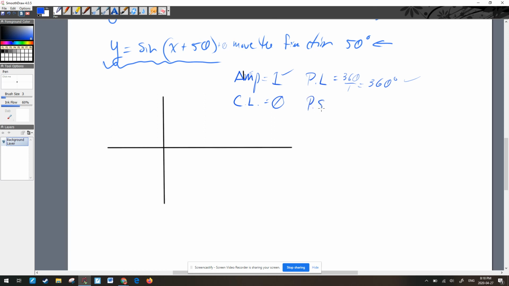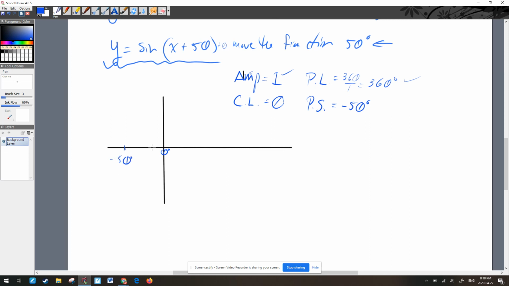Now, this is where it gets a little more interesting. The phase shift. The phase shift is how much we move left and right. Well, because this is plus 50, it's going to move it 50 to the left. So I'm going to say phase shift is negative 50 degrees. Okay, so how does that help me? Well, we're going to come back here and we're going to say, well, this is 0 degrees, right? Because 0 degrees is on the axis at the origin. 50 degrees would be negative 50 over here. So I'm going to say there's negative 50 degrees.